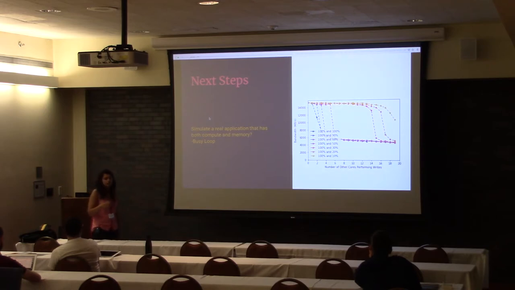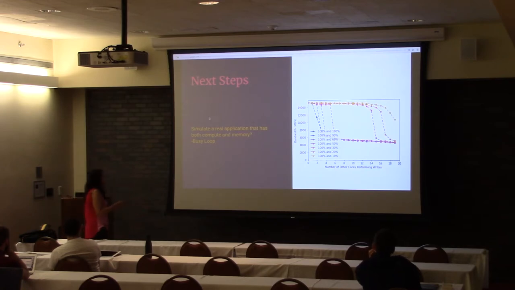The other thing we need to do is that all our experiments right now have been on examples that were only doing memory transactions. It was either doing one read after the other, or one write after another write, and there was no actual compute period in the experiment. So what we need to do is also simulate a real experiment which has both memory transactions and compute. The way we would do it is to have some kind of memory transaction, then a busy loop, then another memory transaction, and experiment with that and see how MBA reacts.